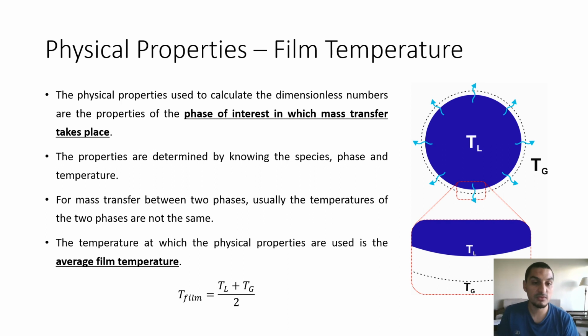This is because we have a difference in temperature, and the film theory says that we need to use the properties of the film. Of course, if you have a case where you have the same temperature in the gas and liquid phase, then you don't have this issue, and you will not need to calculate any temperature because it's the same. But in the cases where you have a difference in temperatures, you need to calculate the film temperature and not get the properties at the gas temperature. This is a point that's very important. That's why I wanted to keep it in a separate video.